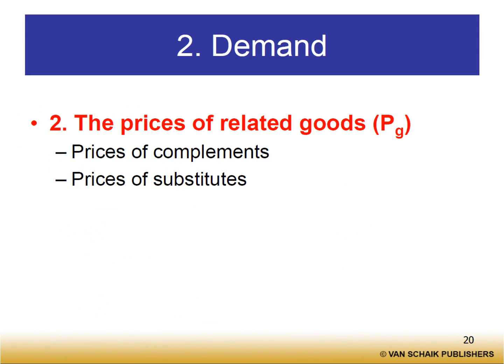What happens when we have a price change of related goods? In other words, prices of complements or substitutes changes. What would we expect to observe in the demand curve then?